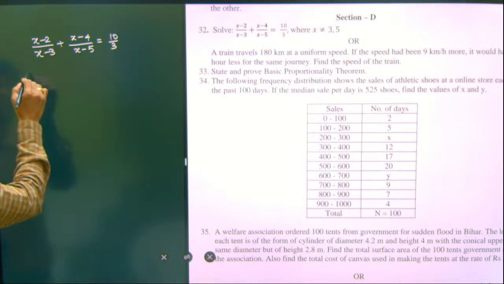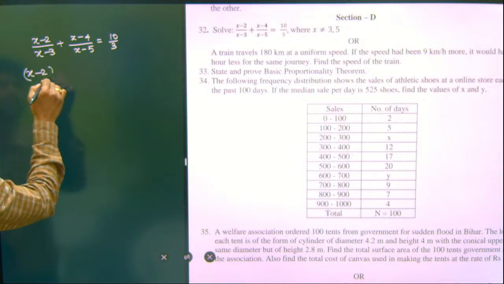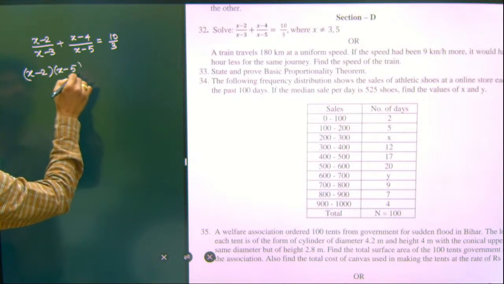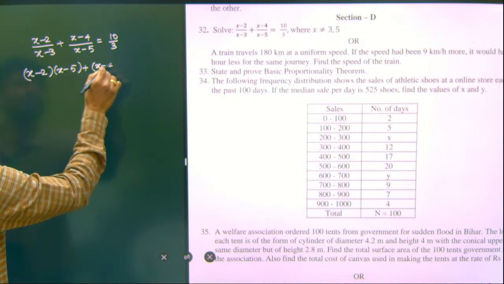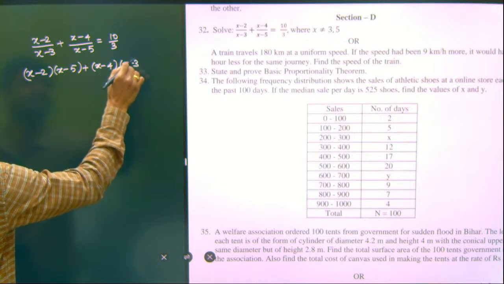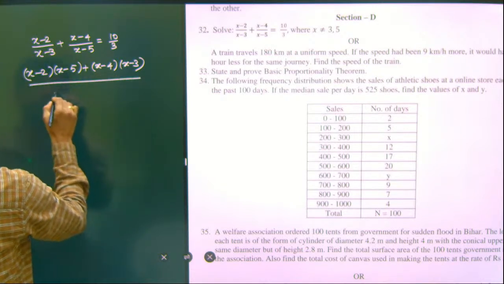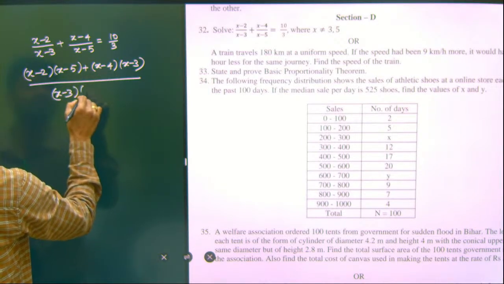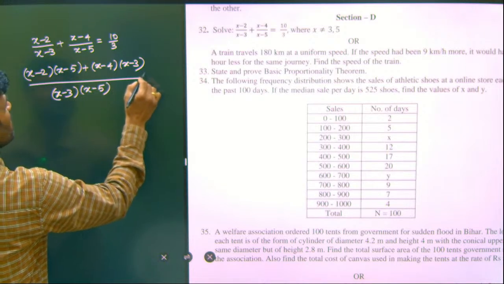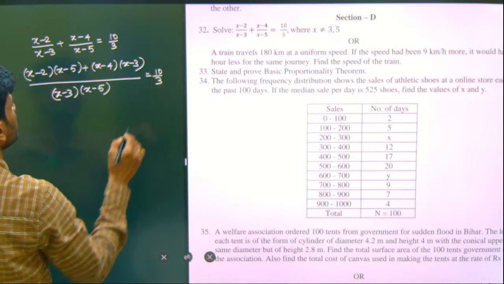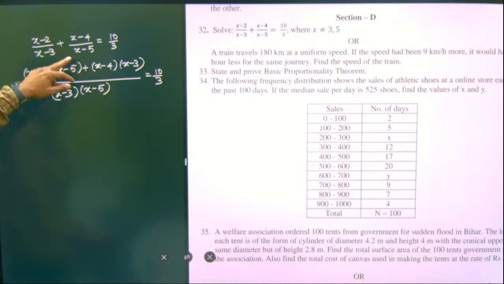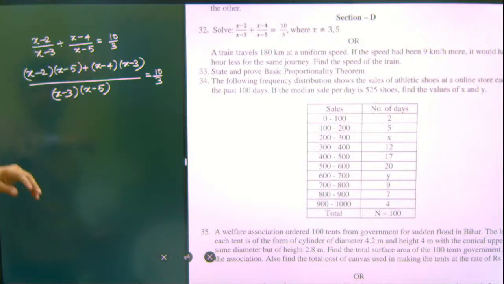Then how do we do it? (x − 2)(x − 5) + (x − 4)(x − 3) over (x − 3)(x − 5) is equal to 10/3. What I did was take the LCM here. These two are multiplied, okay? And the denominator LCM is (x − 3)(x − 5). Like this we have to simplify.